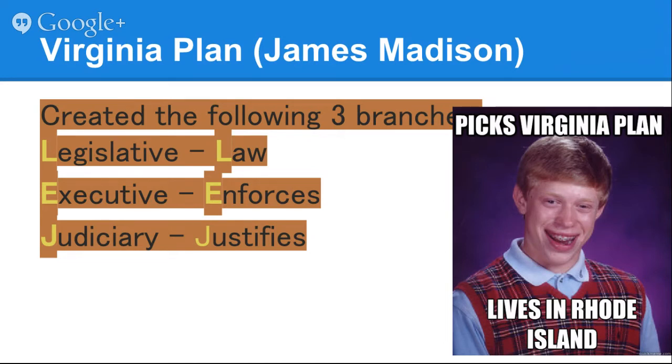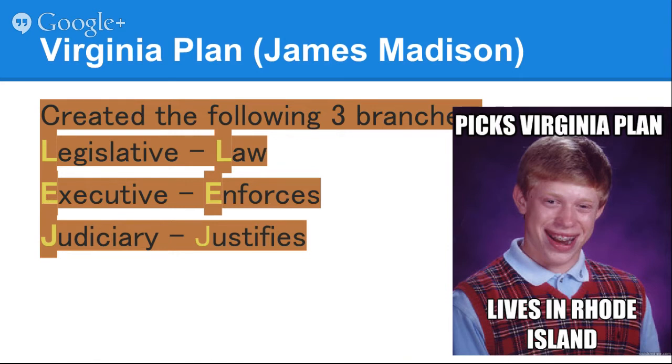We have James Madison, who, remember, was an Anti-Federalist. He introduced the Virginia Plan, and the Virginia Plan created the 3 branches we know today. It created the legislative branch, the executive branch, and the judiciary branch. Legislative creates the laws, executive enforces the laws, judiciary justifies the laws. And so you can remember that with the L and the L, the E and the E, the J and the J.